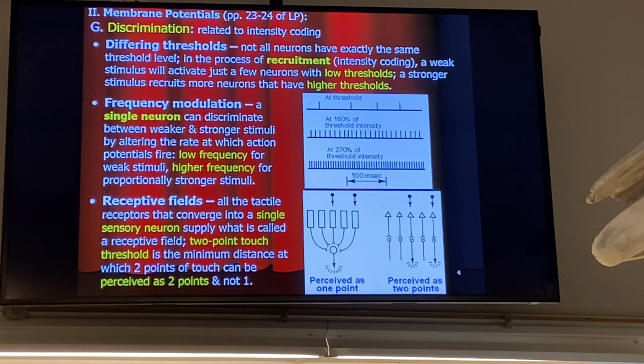Keyword here, either write it down or circle it. A receptive field is an area supplied by a single sensory neuron. So here we have 2 sensory neurons. Here we have 1 sensory neuron, because a receptive field is supplied by a single sensory neuron. Down here we have two receptive fields, because it's a 1-to-1 ratio. Everybody following that?